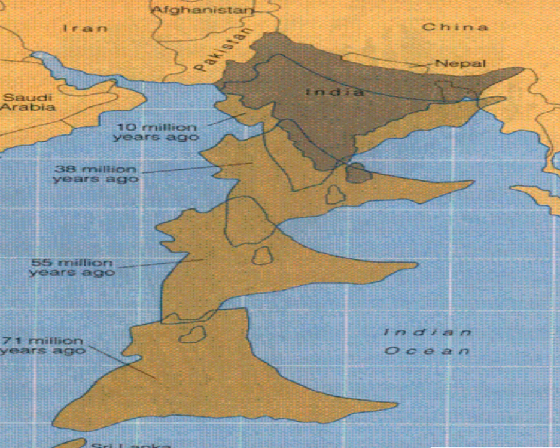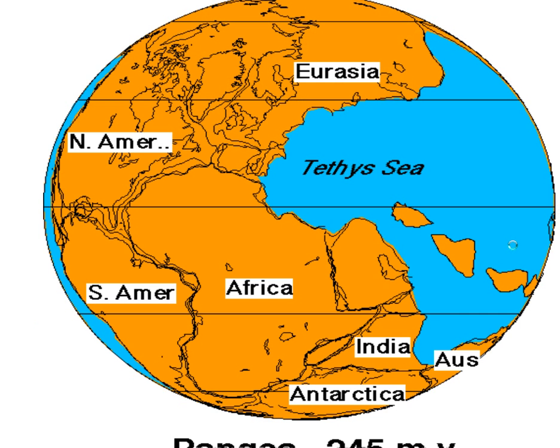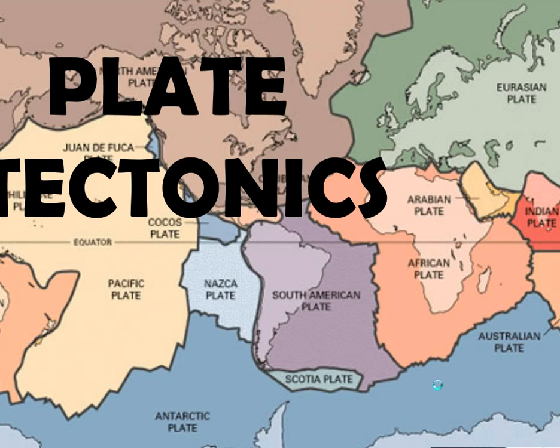Here's India, 71 million years ago on the bottom, and as it slowly, through time, has drifted to the north to where it's located today, in the southern part of Asia. Again, Pangea together. And here's another illustration of it being together up here, and as time progresses, it goes to where it was 10 million years ago.